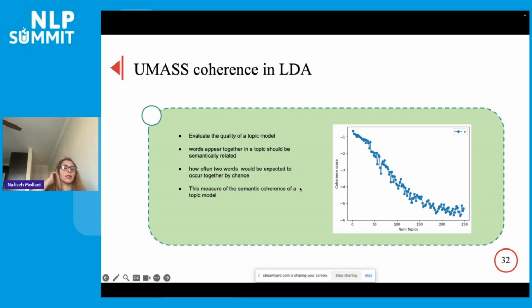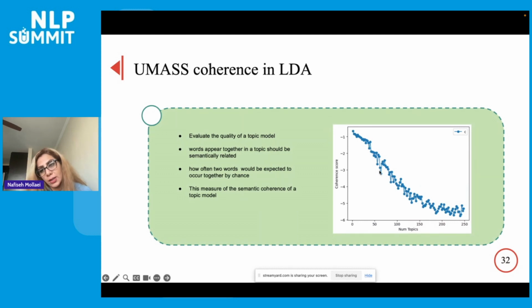Here I wanted to talk about LDA, which I already explained. It's one of the traditional NLP topic modeling algorithms. As you see, if we have a number of topics, for example, 250, this trend shows how the algorithm works by using UMass coherence. UMass coherence evaluates the quality of topic modeling. That's why I use UMass coherence, to show how words that appear together in a topic should be semantically related, and how often, for example, two words would be expected to occur together by chance. This measure of semantic coherence is one of the measurements of topic modeling. So for UMass, we have the trend as a minus.